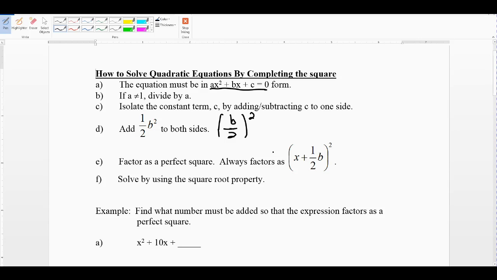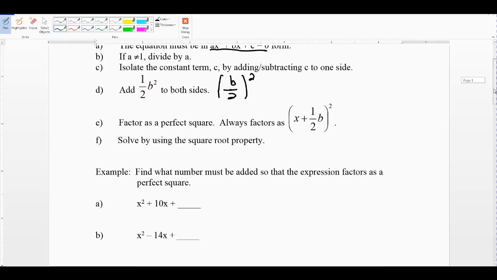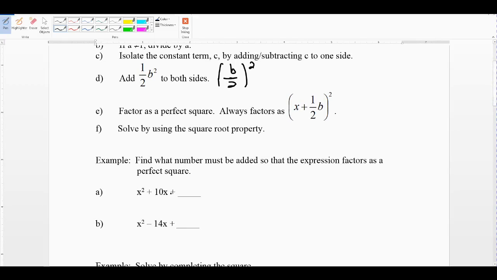It's going to factor as a perfect square. In fact, it's always going to factor as x plus 1/2 b, quantity squared. And then we're going to use the square root property to solve. Sounds complicated, and it kind of is, but it's not the worst thing once you get the hang of it. So here we go. This is just an example of how to use this 1/2 b squared or the b over 2 squared. We want to think what number do we add to this expression so that it's going to factor as the same thing times itself.